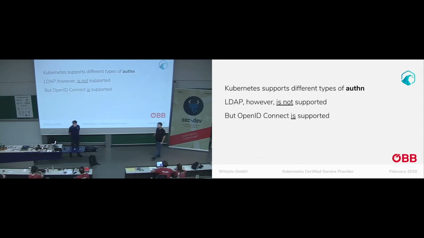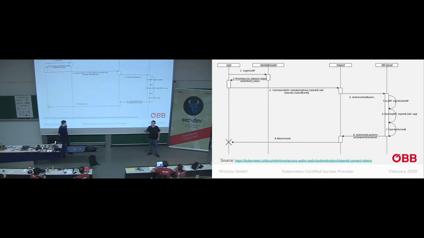And when it comes to Kubernetes, in terms of authentication, not authorization, authentication, LDAP is not supported. So what are we going to do? We are using OpenID Connect in order to communicate. So how does OpenID Connect work? Philip already told us all the details. But in terms of Kubernetes, you have the user. The user logs into the identity provider. In our case, it's Keycloak. The identity provider delivers a token to the user.